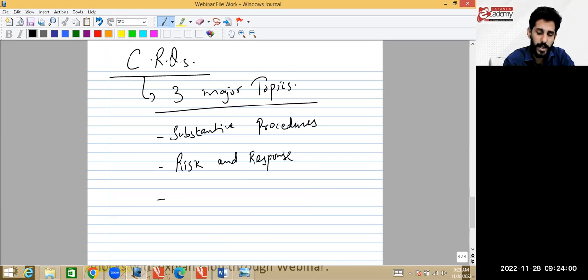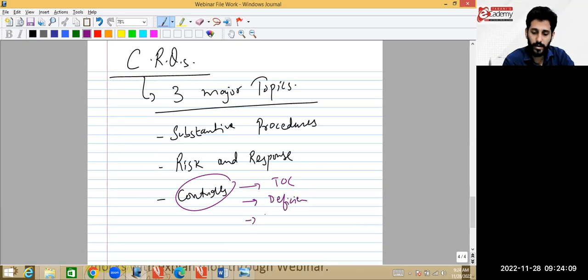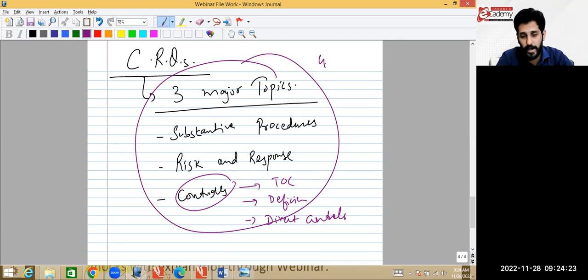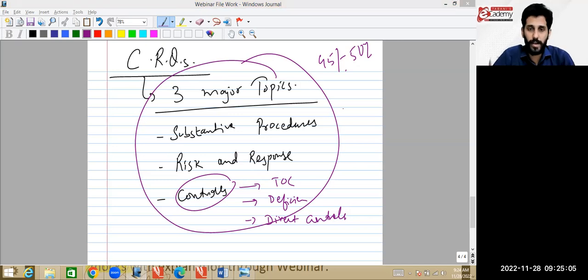Obviously, it is the audit risk and response. And there are questions on controls. In the control question, there is TOC, there is deficiency, there are direct controls. So basically, these are the examinable contents. These are the major topics covered in CRQs, and they cover approximately 45 to 50% of your exam. If you take an average of 15 marks per CRQ, that's 45 marks, and then there will be a few requirements from the case OTQs as well. So collectively, you can assume it is around 45 to 50% of your exam. These are the three major topics relevant for your paper AA Audit and Assurance.